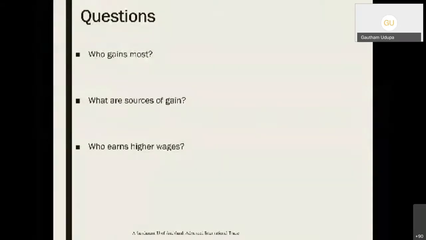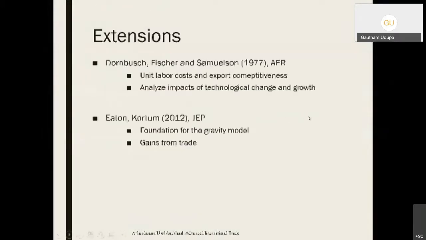Okay, that sounds good. All right, so there are two extensions that we are going to talk about today. What I just spoke about is the basic Ricardian model. It's a 2x2 model, and most of the analysis was done graphically. But that is important to set the stage for these other models I'm going to talk about. The first one is Dornbusch, Fisher, Samuelson.